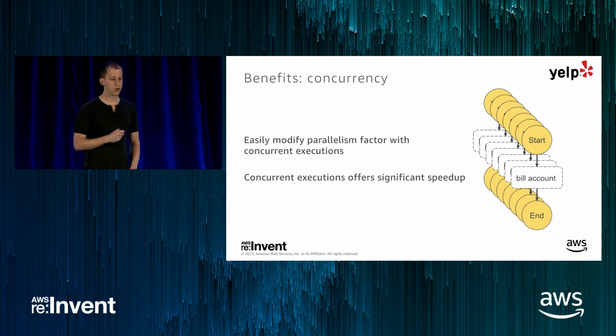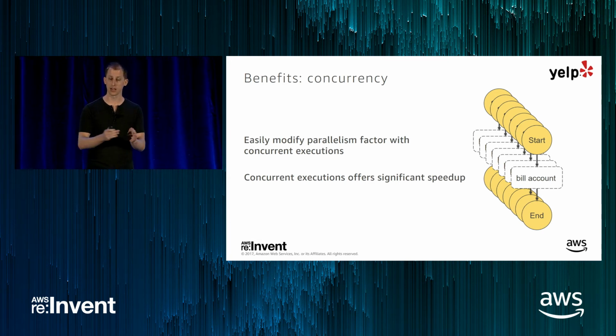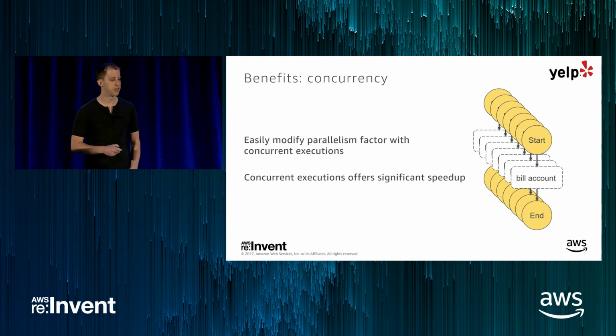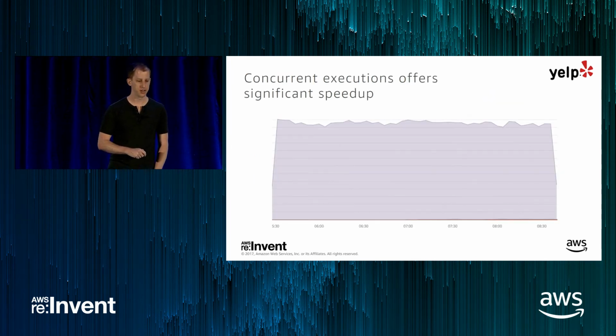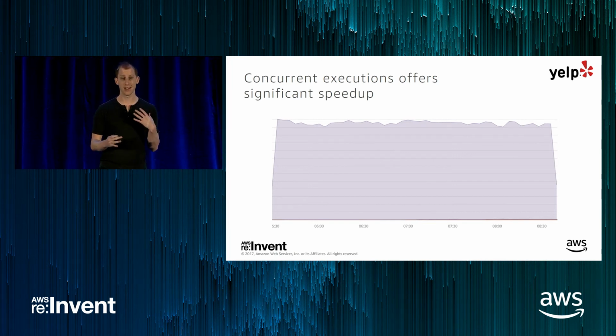I talked earlier that we already had some in-house method of parallelizing billing across all these accounts. And we were now relying on step functions to manage the parallel billing of all these different accounts. And what we found was that that parallelism factor was really easy to change. So we can either kick off more simultaneous executions, or we can tune that down and maybe even kick them off in serial at the extreme. But maybe more importantly for us, it actually offered significant speedups. So this is what might look like a fairly boring graph, but it's actually really exciting to us.